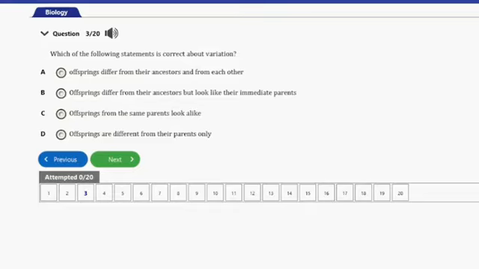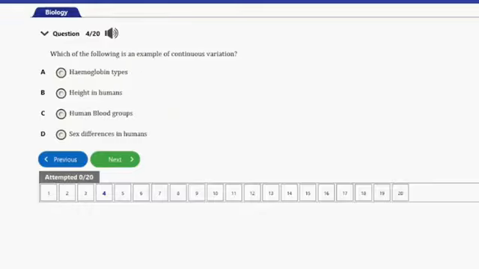So guys, the answer to this question is option A. Offspring differ from their ancestors and from each other. So that's it for that question. Let's consider the next question, guys. That's question number 4 here.